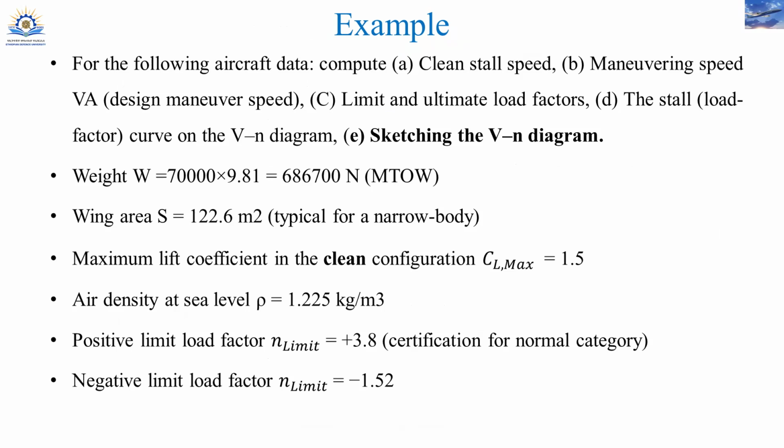So now let's take some example for the following aircraft data. Compute clean stall speed, just stall speed, B maneuvering speed, which is design maneuver speed, C limit and ultimate load factor, the stall load factor, carbon Venn diagram, sketch the Venn diagram itself also. So these are the questions.